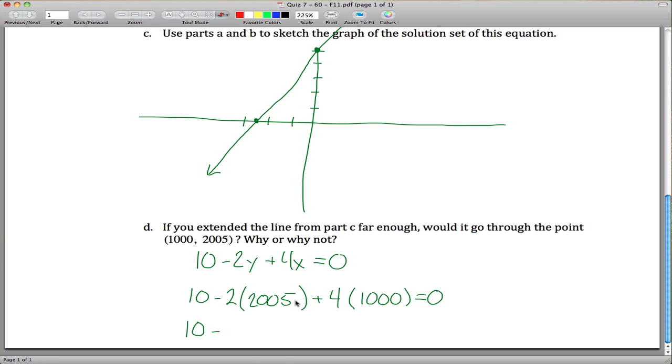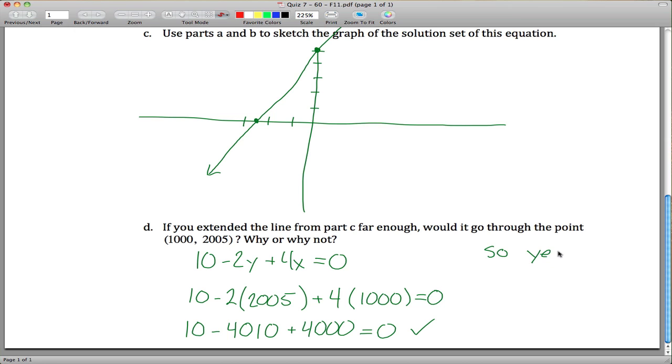2 times 2005. Well, 2 times 2,000 is 4,000, and 2 times 5 is 10. So what we're left with is 4,010. And 4 times 1,000, that's not too bad. That's just 4,000. So if this ends up being true, then it does go through this point. Let's see, 10 minus 4,010 is negative 4,000, plus 4,000 is 0. So in fact, that does work.